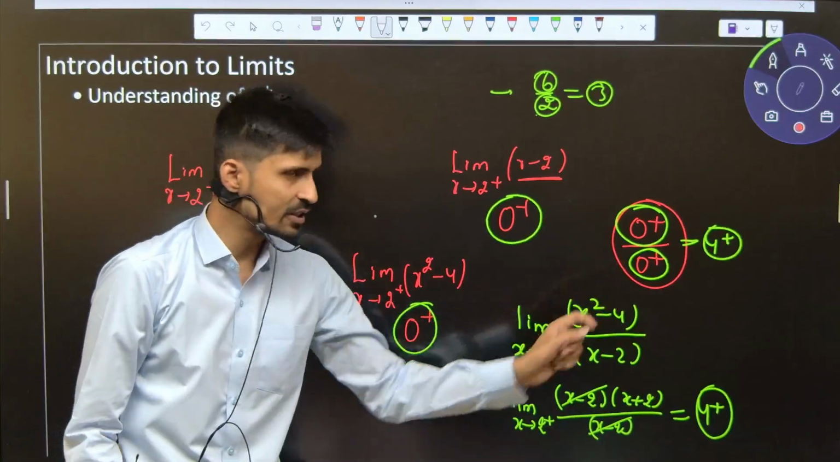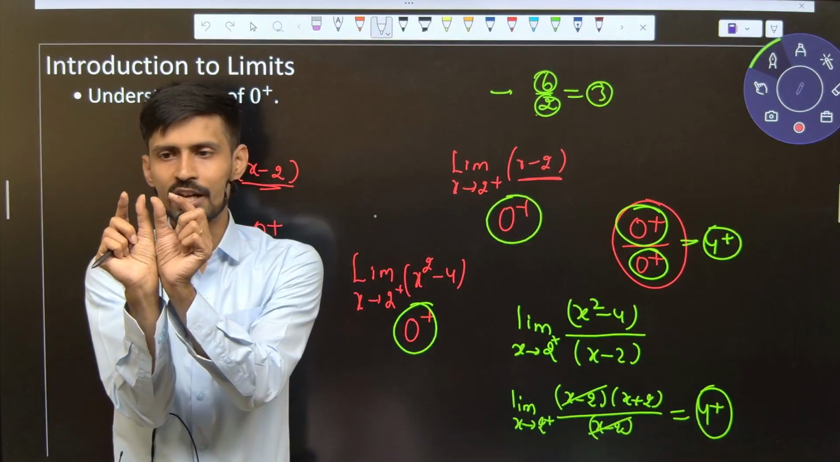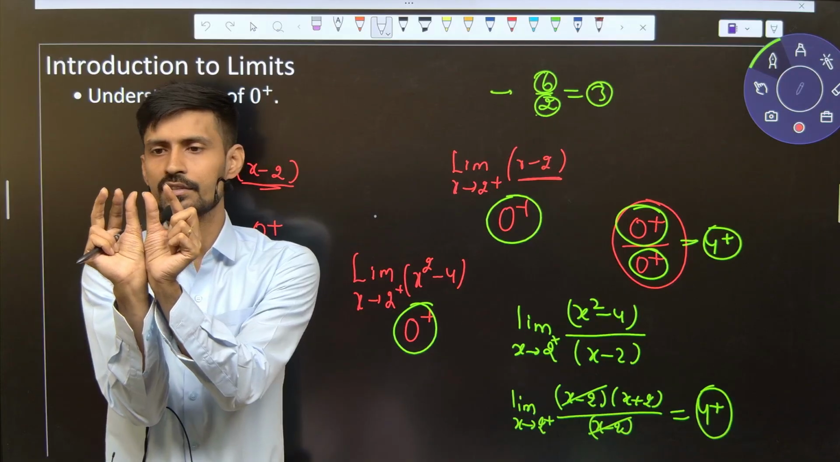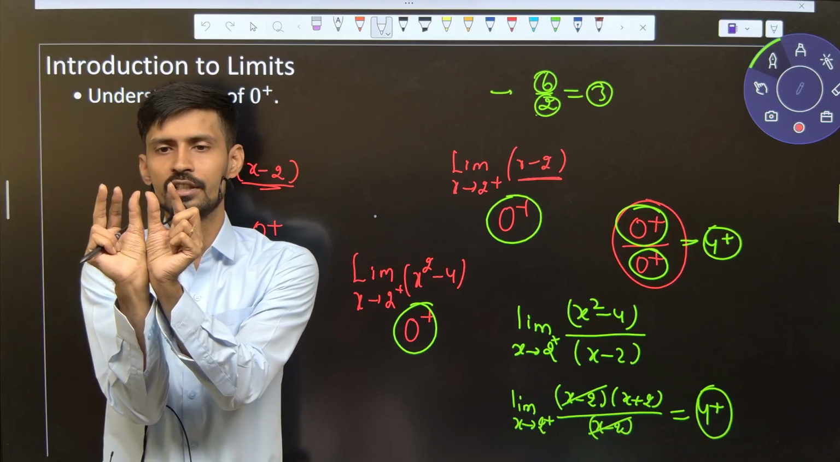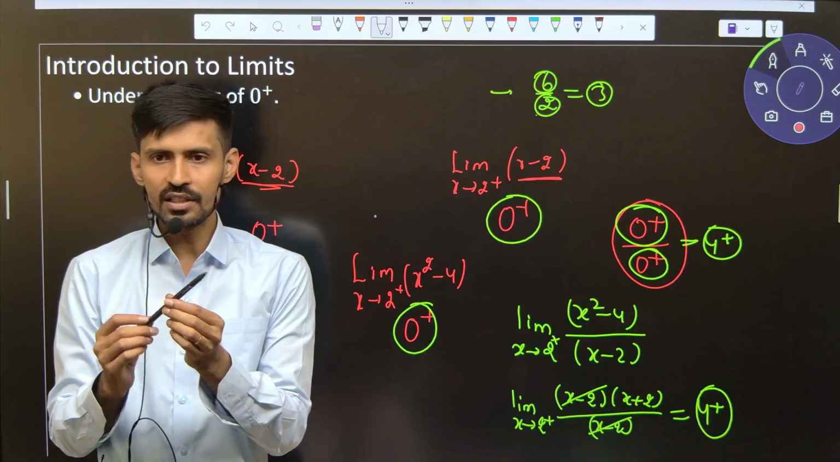It means if this 0 plus is representing this space, then that 0 plus will represent 4 times of that. 1, 2, 3, 4, 5. 1, 2, 3, 4. Yes, na? Understood, na? So that is the total meaning.